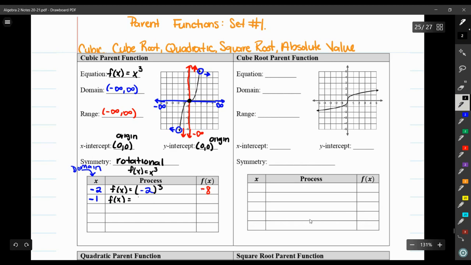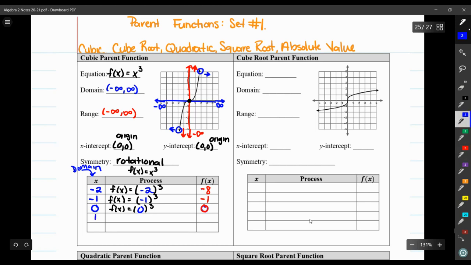So f of x equals, again, we're going to take our x, which is negative 1, to the third. And that means -1 times -1 times -1, which makes another -1. Then our next would be a 0, because that's what comes next after -1. So we have f of x equals 0 to the third. Well, 0 to the third is 0 times 0 times 0. So 0 to the third just makes 0. That's all it makes.